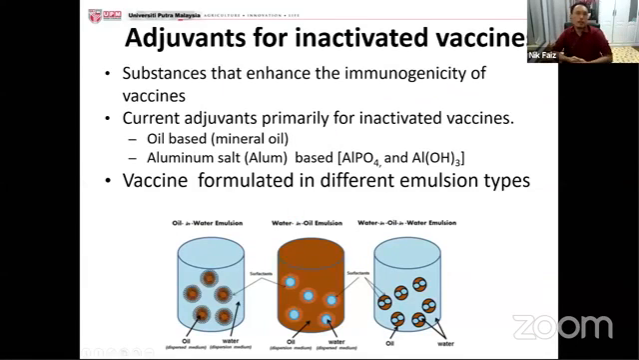Also, when it comes to technologies, the use of adjuvants for inactivated vaccines is being investigated. An adjuvant is basically a substance that enhances the immunogenicity of the vaccines. Current adjuvants are usually oil-based or aluminum salt, which are common ones. And vaccines are formulated in different emulsion types.